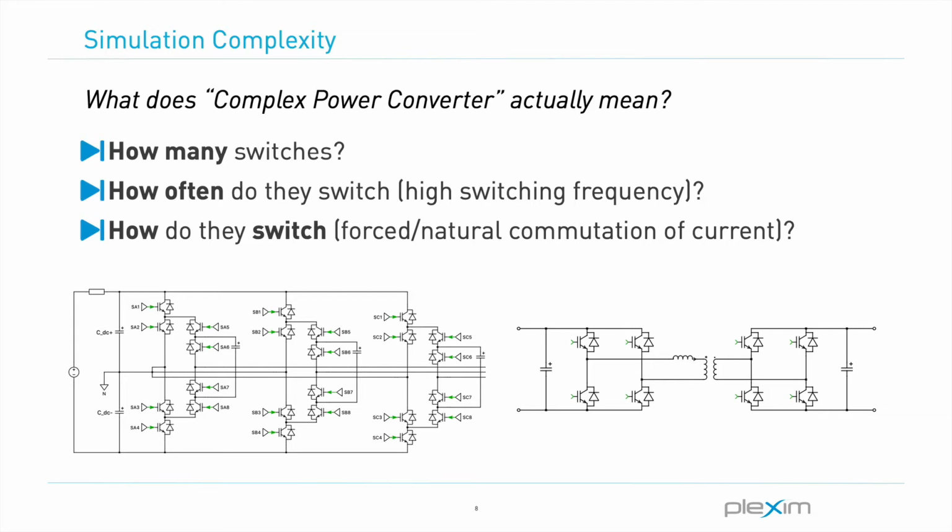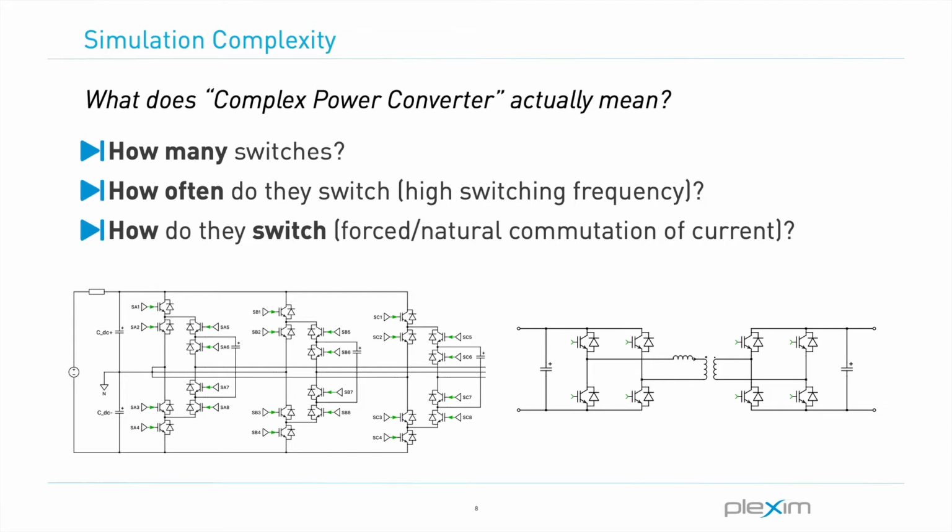Now there are different complexity factors. For example, how many switches are there in a topology? The more switches, the more complex a certain circuit operation can become. Also, how often do they switch? Real-time simulations need to employ a fixed time step. So how does this fixed time step or the step size relate to the switching frequency that's applied? And also, how do they switch? That means, is it a forced or a natural commutation of current?